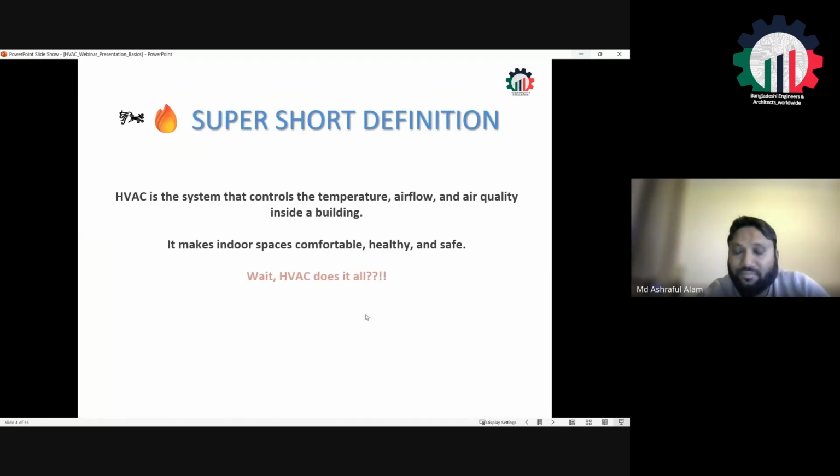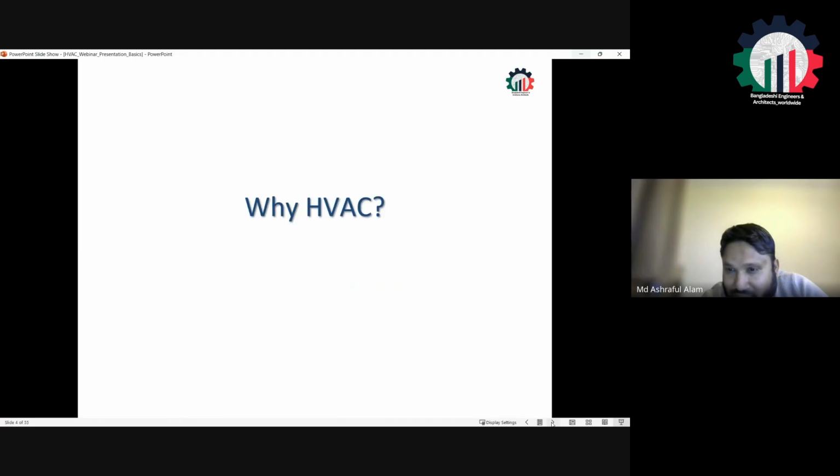In super short, HVAC is the system that controls the temperature, airflow, and air quality inside a building. It makes indoor spaces comfortable, healthy, and safe. But does only HVAC do that, or do we need anything else also? This is a common thing we need. All are aware of this, whoever is working in the building sector. So let's see why HVAC.